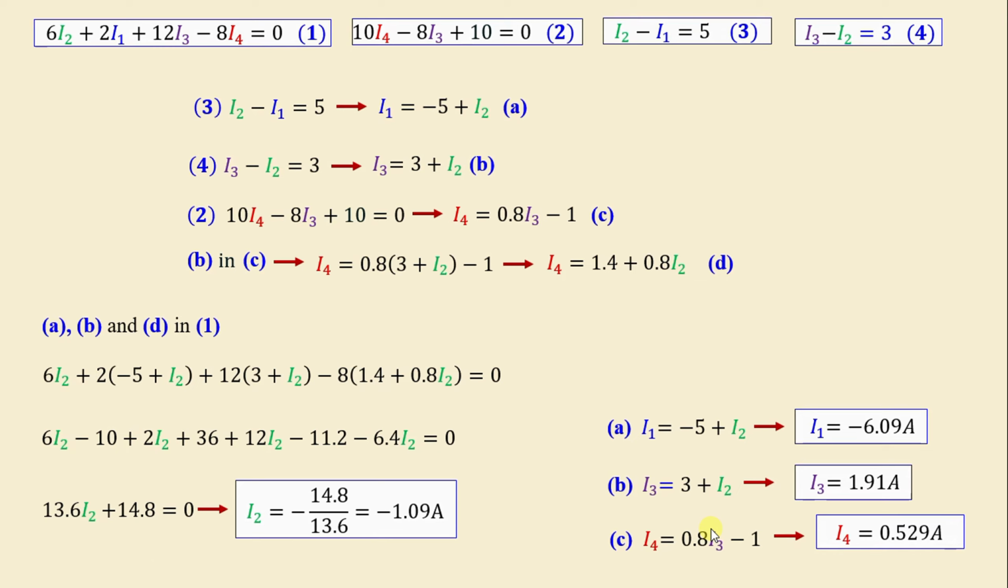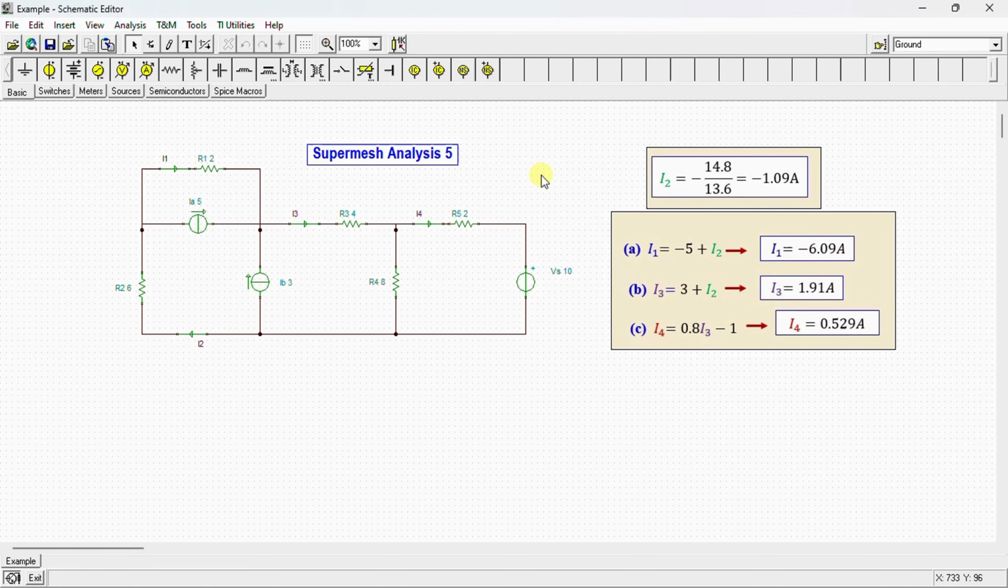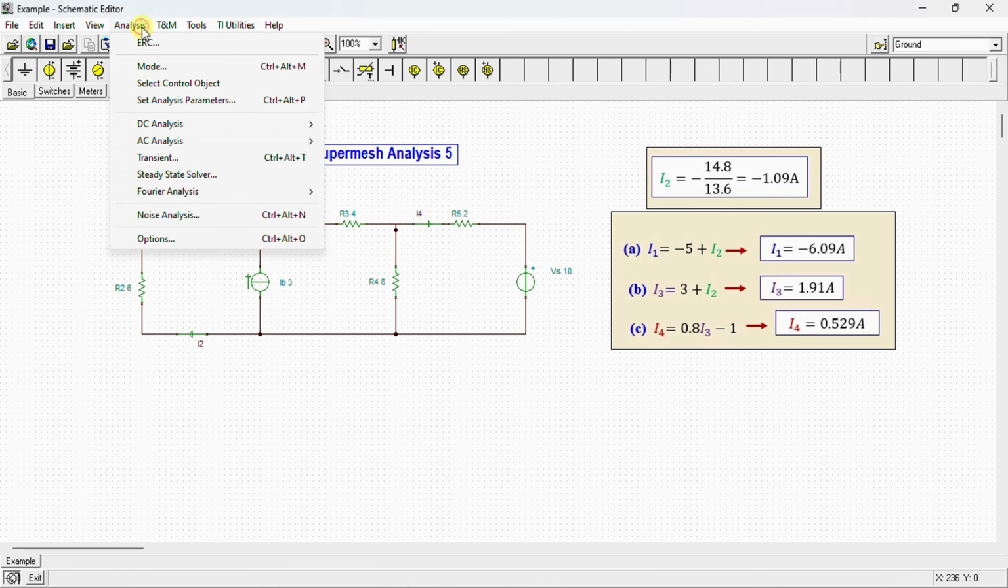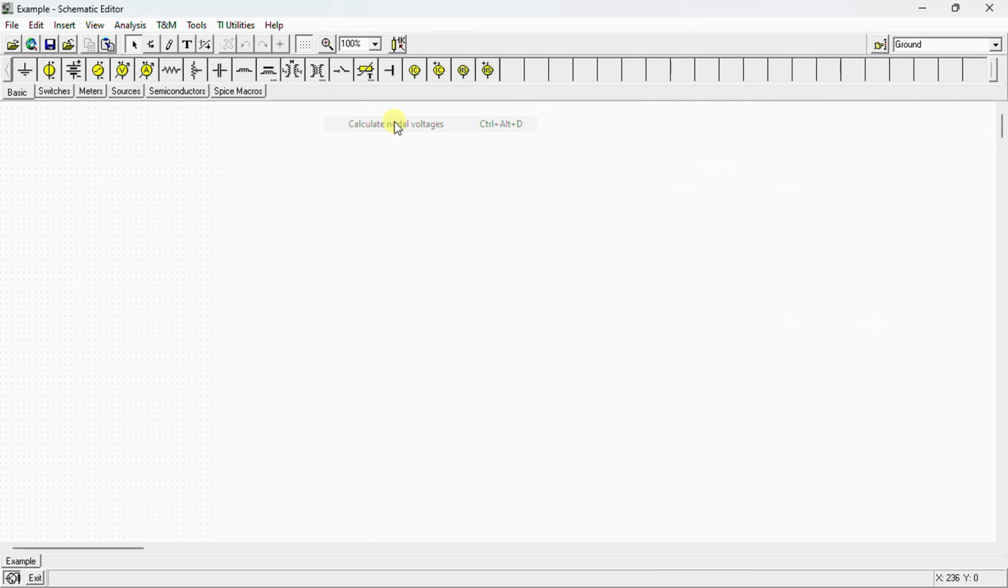Now let's proceed to the SPICE environment. Here is our network drawn in the SPICE simulator. These are our two current sources IA and IB, our voltage source Vs, and our resistors R1, R2, R3, R4, and R5. If we go to analysis, this analysis calculates the nodal voltages.